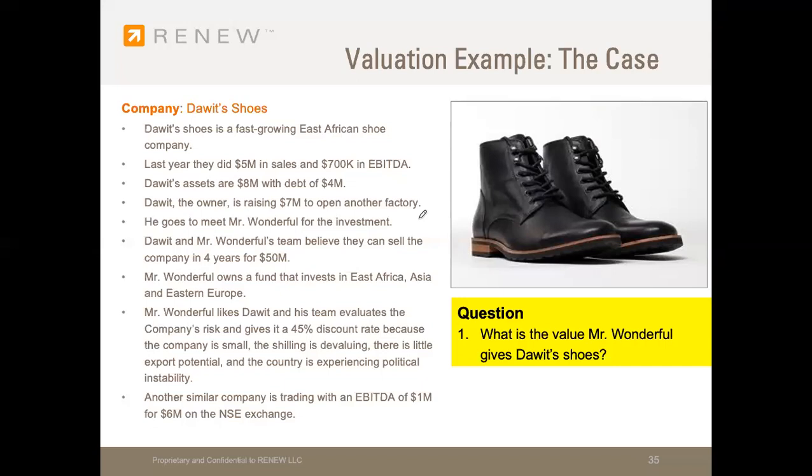Mr. Wonderful owns a fund that invests in East Africa, Asia, and Eastern Europe. Mr. Wonderful likes Dawit, and his team evaluates the company's risk and gives it a 45% discount rate because the company is small, the shilling is devaluing, there is little export potential, and the country is experiencing political instability. Does that sound familiar? Another similar company is trading with an EBITDA of $1 million for $6 million of valuation on the Nairobi Stock Exchange.